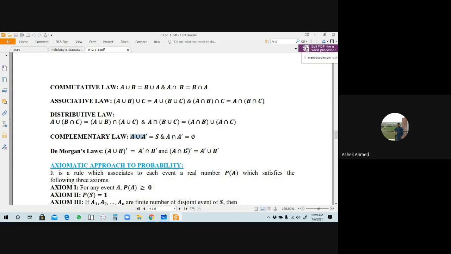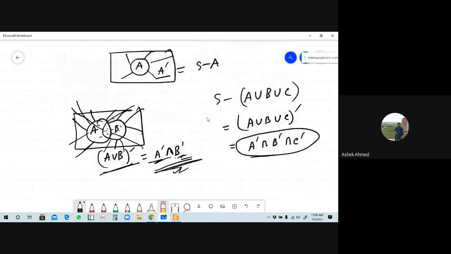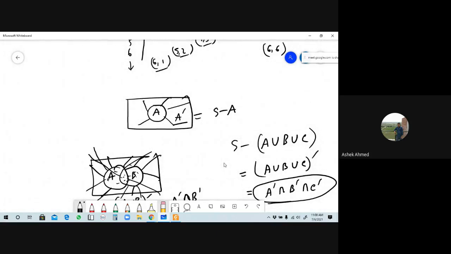Now in the next theorem, this is A union A complement. That will be S. S means here universal set. Since you know that A means the interior region of the circle and A complement means the outside of it, the exterior region. Now if you take A union A complement, S represents here the total outcome space.